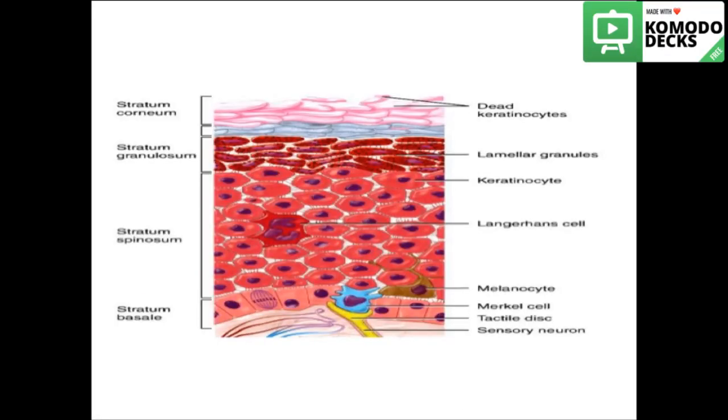The melanocytes, as well as the Langerhans cells, are all dendritic cells which have long processes. Melanocytes and the Merkel cells are located mostly on the basal cell layer. The Merkel cells have sensory function, so they can attach to sensory neurons and fibers.